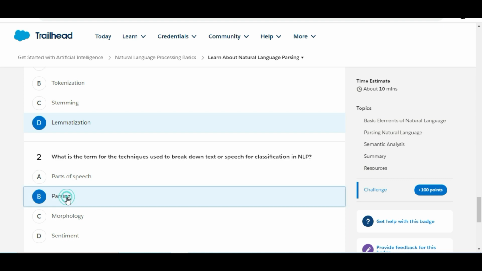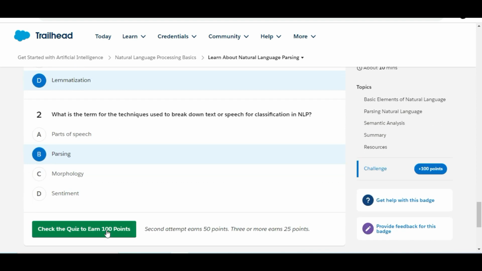Parsing, so yes, B is the right answer for the second question. Parsing involves analyzing the grammatical format of sentences and relationships between words and phrases to find the meaningful representation. So B is the right answer for the second question. Let's check whether we have done it correctly or not.